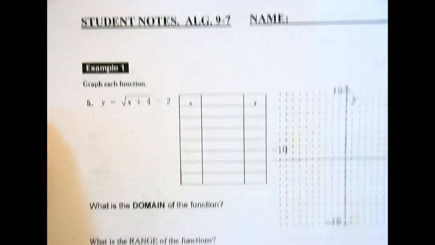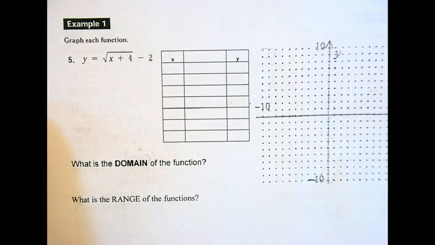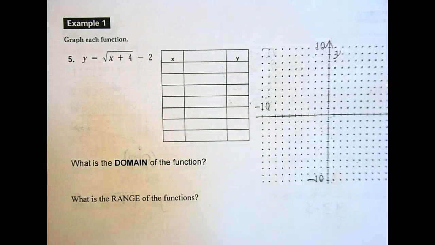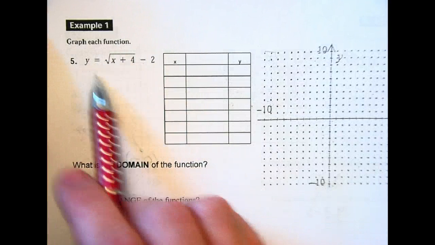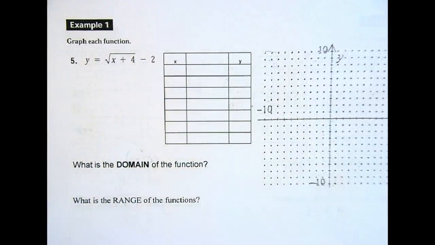I also want you to take a look right now at number 5 on the back. Based on what we just said about the vertex, tell your neighbor where the vertex is for this graph. Right now, just that. Can I get a volunteer? Where's the vertex?